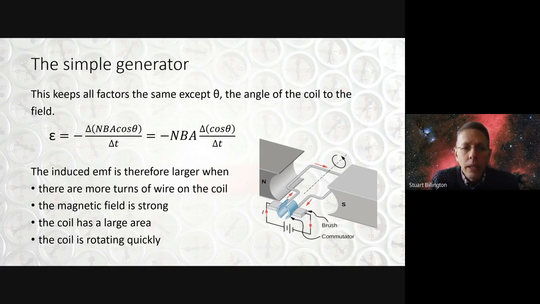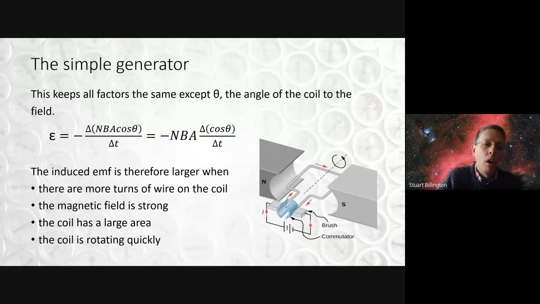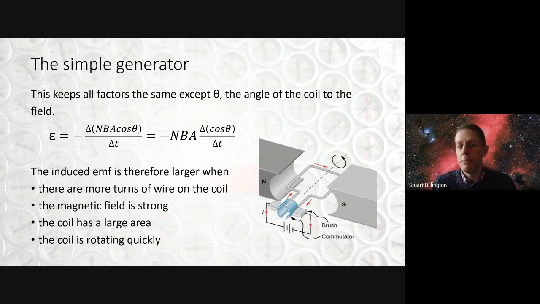And what we need to appreciate when we look at this diagram is that the number of times that the wire is wrapped around the coil is not being changed. The magnetic field strength is not being changed because that's a permanent magnet. The area of the coil is not being changed. And so we can pull the N and the B and the A out of that formula. And so all we really have is the change in cos theta as the coil rotates relative to the field, divided by the time taken.